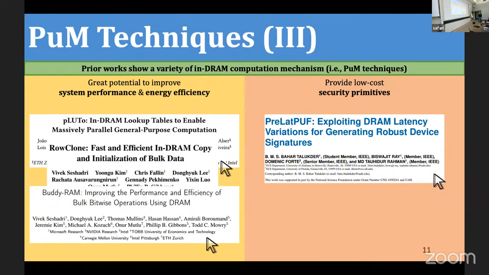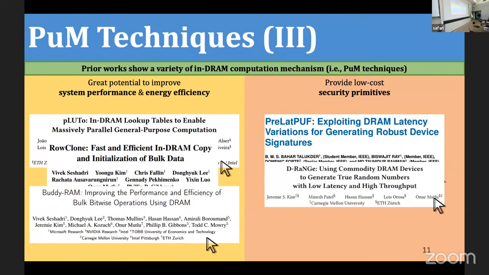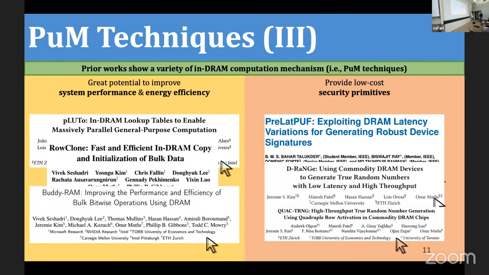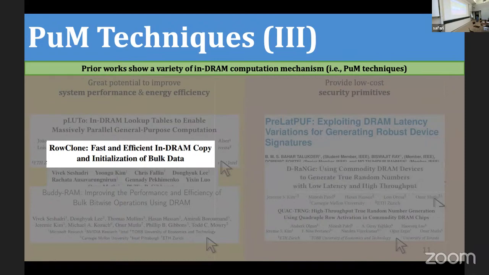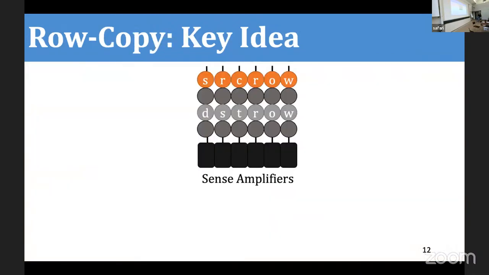And such as the pre-lat hook, D-range, PoPTRNG. And in the paper, they show these two case studies. They actually implement these two PuM techniques, but we are just going to see RowClone. So the key idea of RowClone is that we want to copy the source row to the destination row.